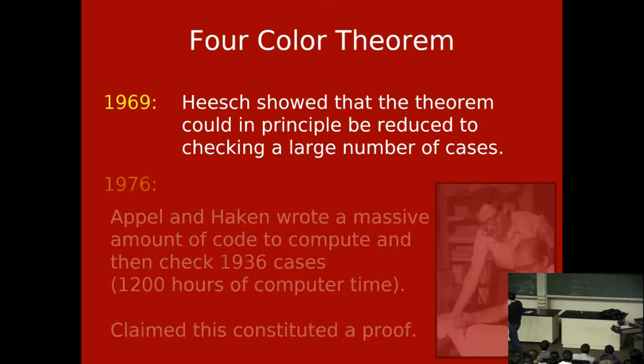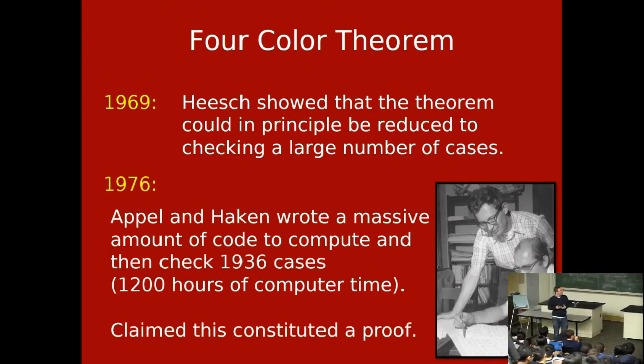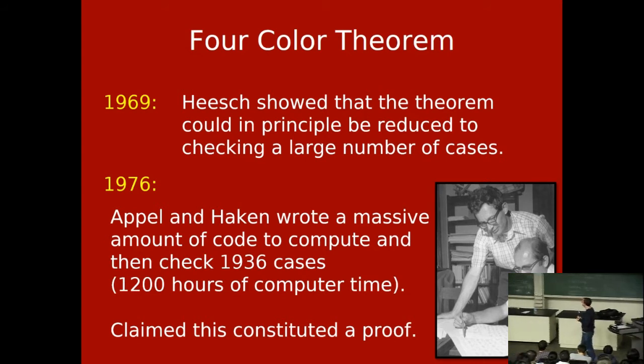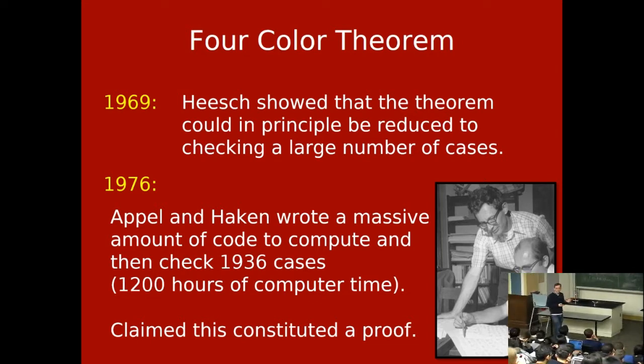So that was interesting. Okay, and then 7 years later, they started to build computers, and Appel and Haken, two computer scientists, were like, well, now we have computers. Maybe we can actually just check all these cases. So they also did some mathematics to organize the whole process and understand the cases and further the theory. But they also wrote a massive amount of computer code that first computed all the cases, like enumerated them, of which there are like 2,000, and then also checked them. Okay, and that took 1,200 hours of computer time.